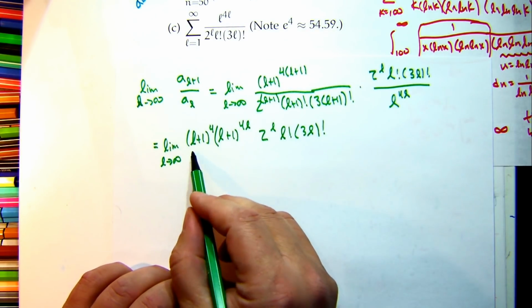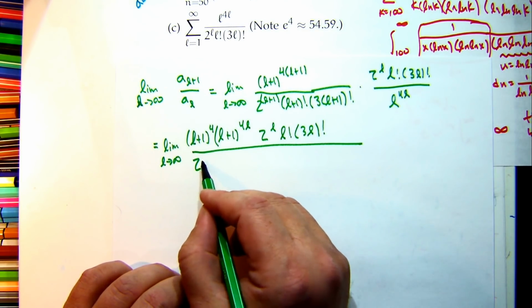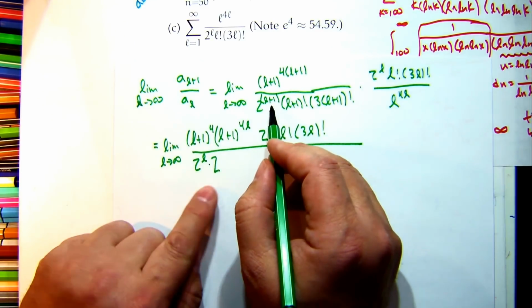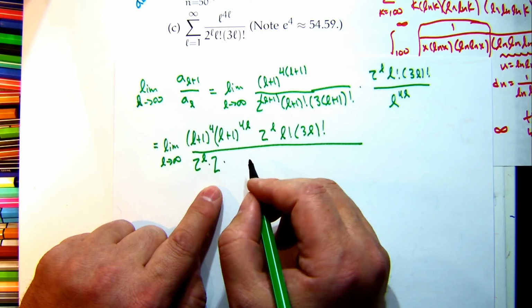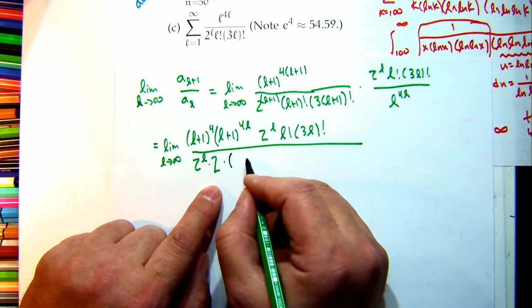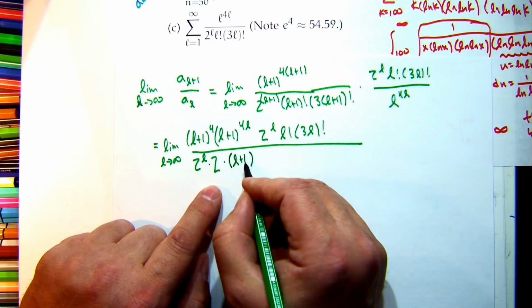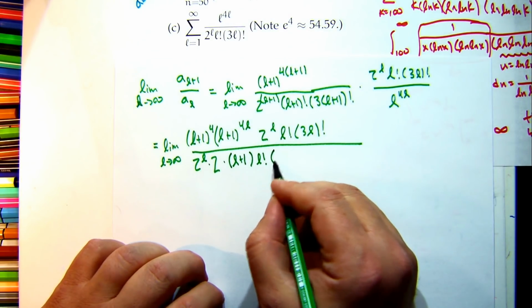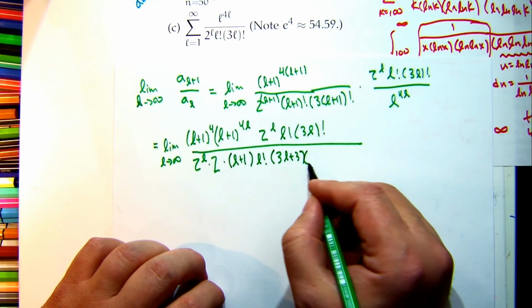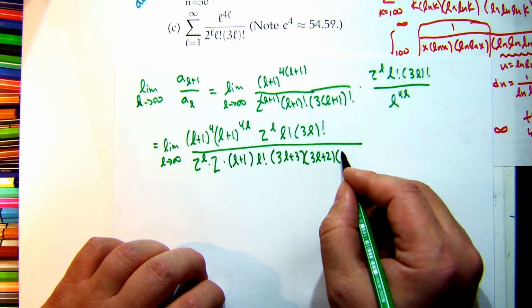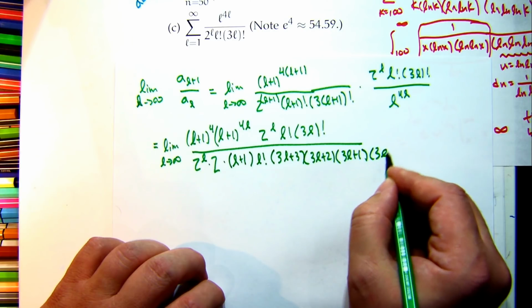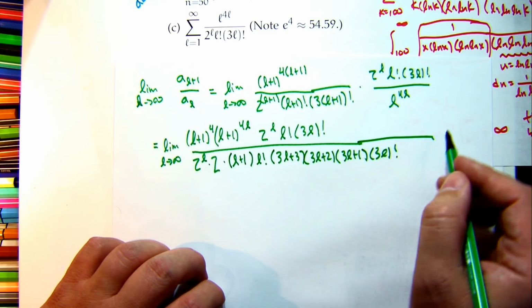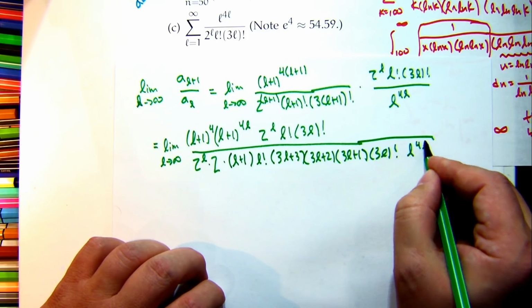So 2 to the L plus 1, well, that's going to become 2 to the L times 2. L plus 1 factorial, what do you do there? L plus 1 times L factorial. Yeah, it's L plus 1 times L factorial. So the idea is you're pulling off the first term. The next term is 3L plus 3 factorial. How many terms are you going to pull off there? 3 of them. 3L plus 3, 3L plus 2, 3L plus 1, 3L factorial. And then, don't forget, you also still have L to the 4L.